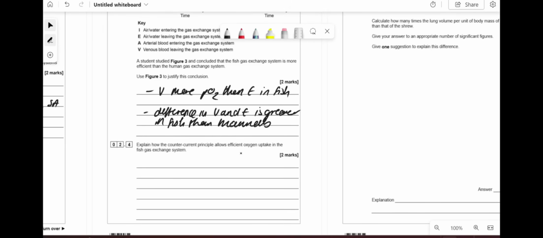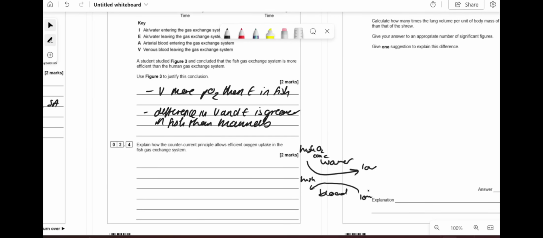Explain how the countercurrent principle allows efficient oxygen uptake in the fish gas exchange system. Okay, so how it basically works is you've got water this way, and then you've got blood this way in the gills. So the water coming in has a high O2 concentration, and on the other end, it's got a low concentration. Whereas here, it's low and it's high. Now, the reason this is important is because compared to the water, the blood is always going to have a lower partial pressure, so lower concentration of oxygen. So it's always run alongside water with a higher concentration of oxygen.